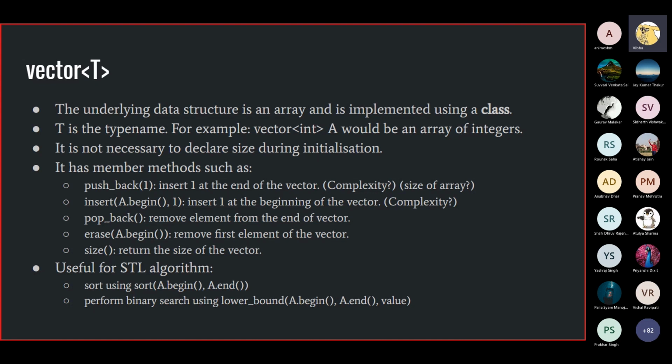Similarly, you have pop back. Pop back is simply reducing the size. You have erase. Erase can again be worst case O of n, and size just returns a private variable size. Sir, you said pop back has worst case complexity order n? No, erase. Erase is O of n. Pop back just reduces the size by one. Okay. Yeah, so the idea that I want to give you is how things are implemented using classes.